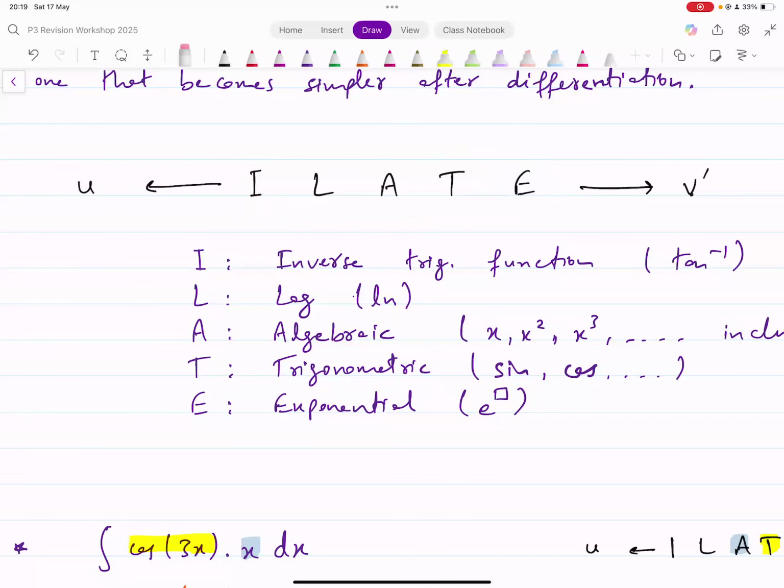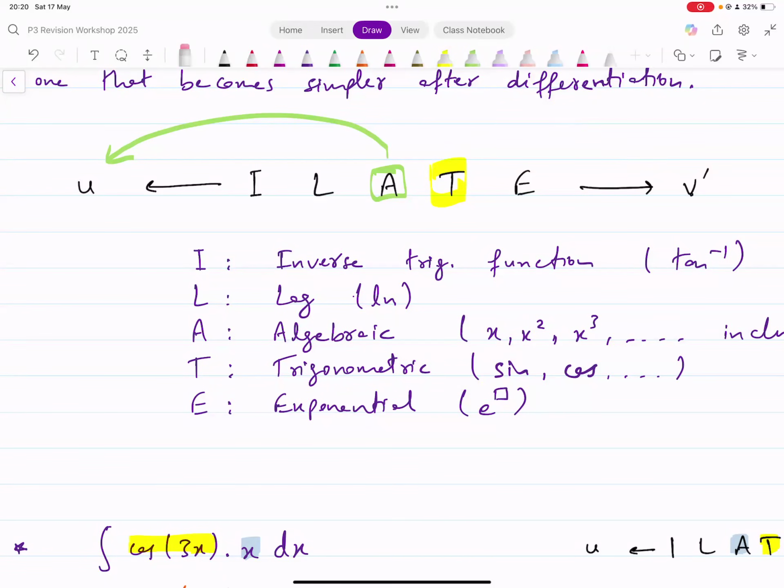Out of those two expressions that you have, whichever is to the left side, you would take that as u. Whichever is on the right side, you will take that as v dash. For example, if you had something like this, where one expression was trigonometric and another was algebraic, algebraic is on the left side, so you take that as u. Trigonometric is on the right, so you take that as v dash.